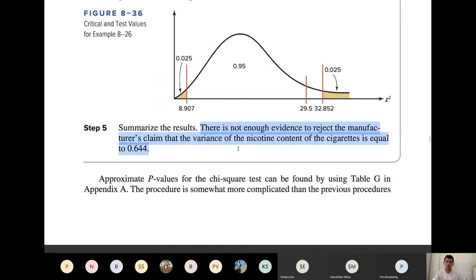So this is how we conclude. There is not enough evidence to reject the manufacturer's claim that the variance of the nicotine content of the cigarette is equal to this value.